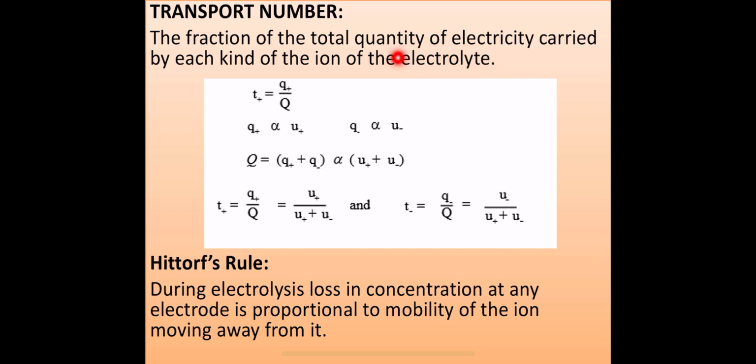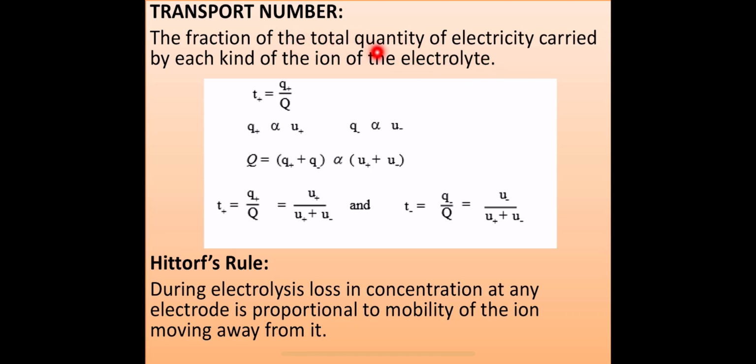If you prepare a solution and keep it in a beaker, we call it a solution. If you immerse an electrode in that beaker and switch on the current, then it is called an electrolyte. So this is the difference. The electrolyte has both cations and anions.